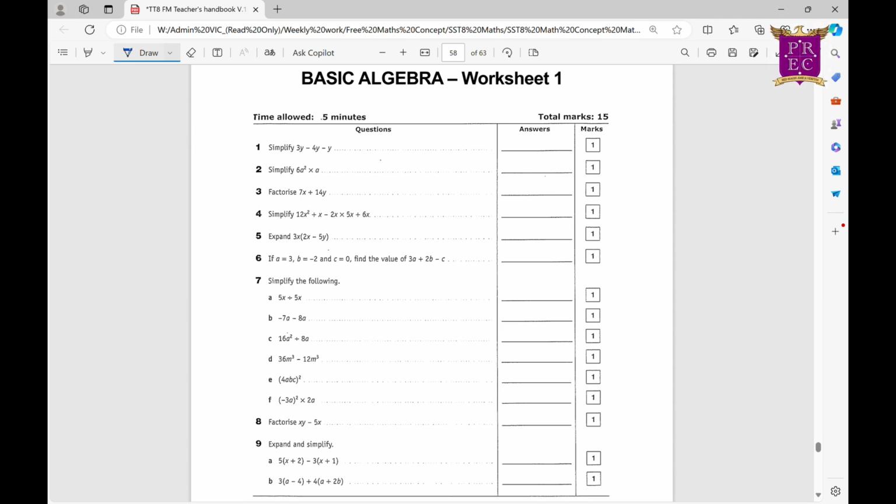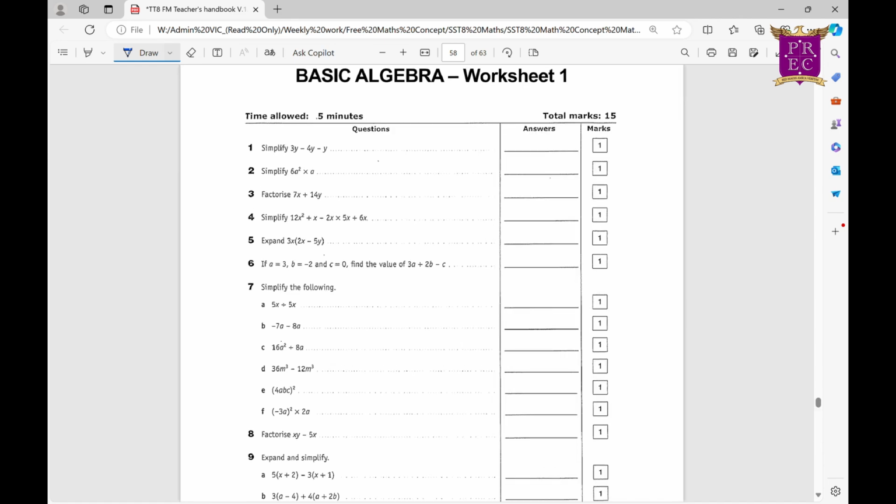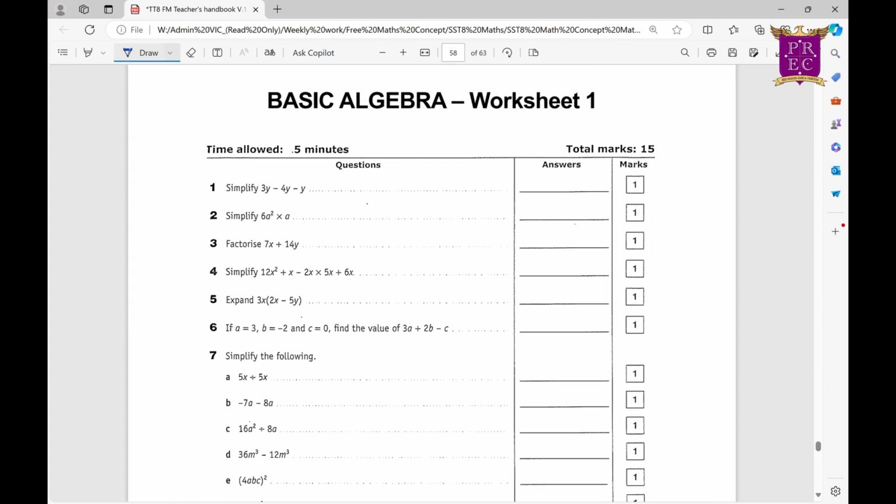So we will now be covering basic algebra worksheets 1 and worksheets 2. So we will just get started right away because worksheet 1 is fairly simple. For the first question, it's asking you to group all the like terms together.